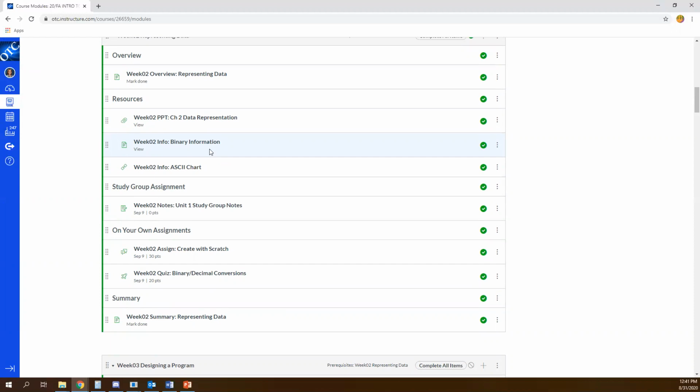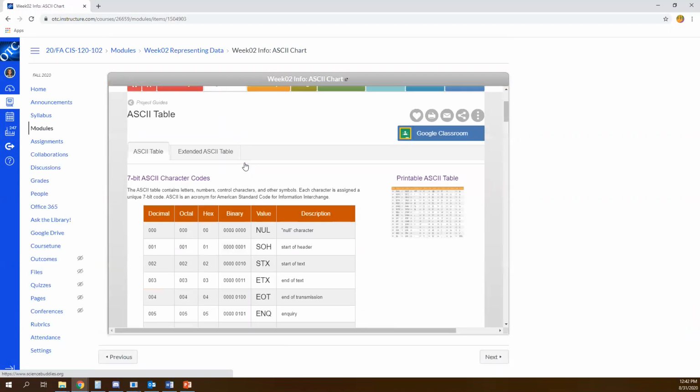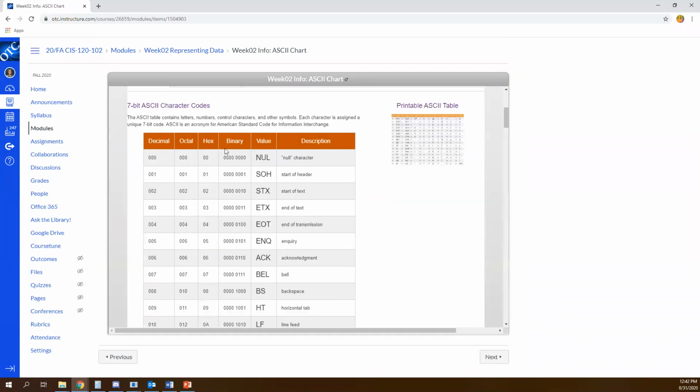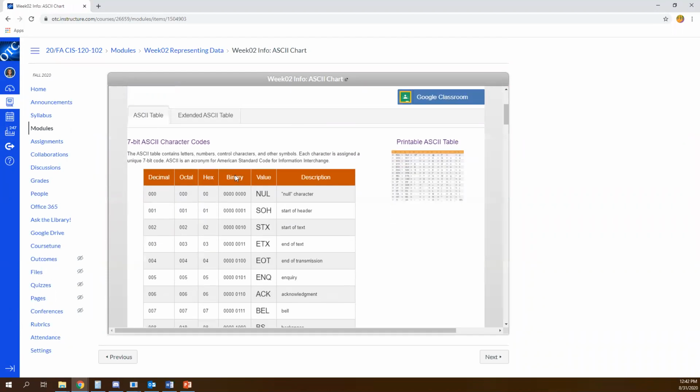How do we make string data like the letter A be binary? Well, because it's not a number, there's not a straight conversion. They came up with this ASCII conversion. So take a look at the ASCII chart that's there in week 2 for you. The first one that it displays is the ASCII table, and then there's an extended one behind it on the tab.